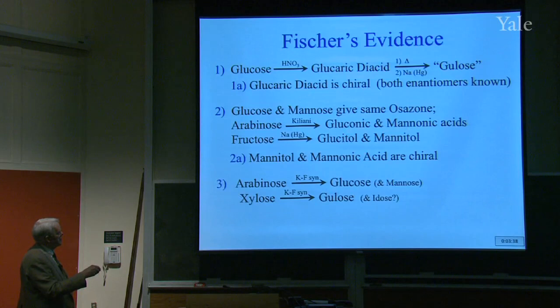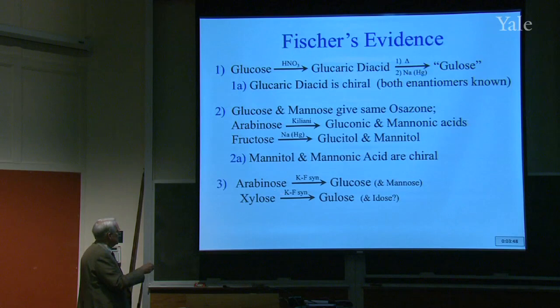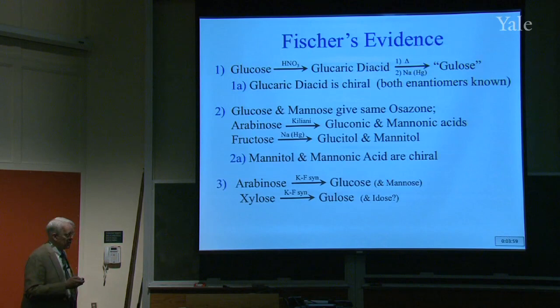And xylose, which came from wood, that's like xylophone, right? Xylose, wood sugar, by the Kiliani-Fischer synthesis, added a carbon and made gulose. Remember this one up here. And also another compound, which I think is the one called idose now. But that turns out, these aren't really relevant.